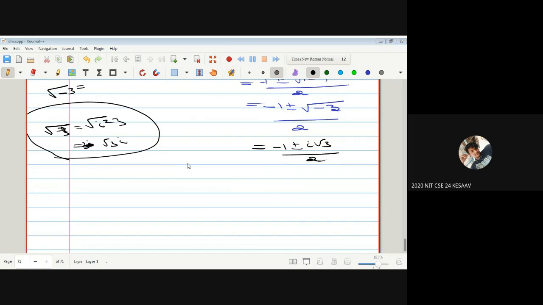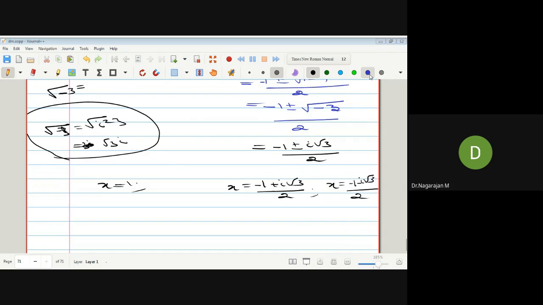Here 2 roots are there. So 1 root is x equal to minus 1 plus I root 3 divided by 2. So another root is x equal to minus 1 minus root 3 I, overall divided by 2.